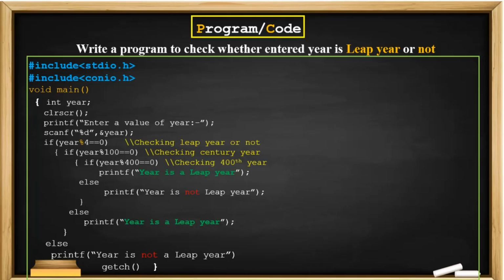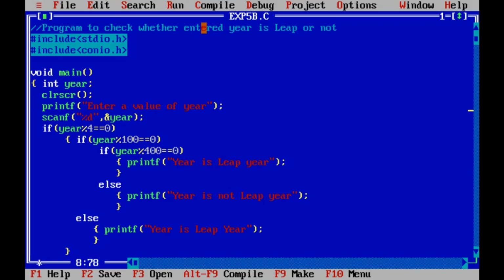If this condition is satisfied, then we are going to check next condition whether year mod 400 is equal to 0. If this condition is satisfied, then we are printing a message with the help of printf function that entered year is a leap year. If this condition is not satisfied, then the message that year is not leap year is displayed. Here, clrscr is used to clear output screen and getch is used to hold output screen.